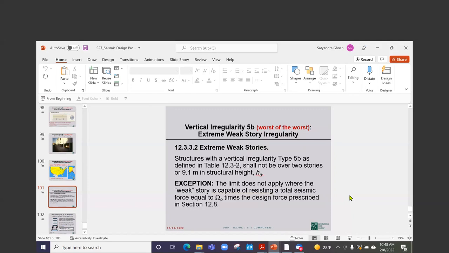In a tube, the beams are very deep. Columns are closely spaced. So in a tube structure, you cannot satisfy the strong column weak beam requirement. So a true tubular structure you cannot build, definitely not in seismic design category D. Okay. Now in lower seismic design categories you can do it.